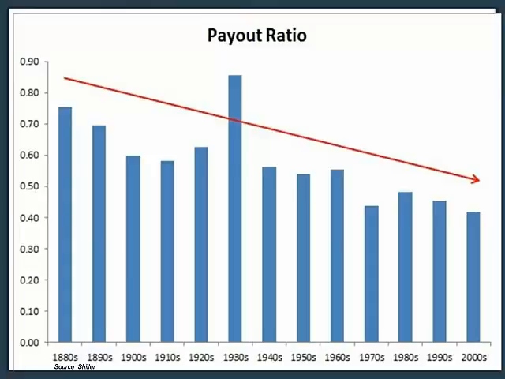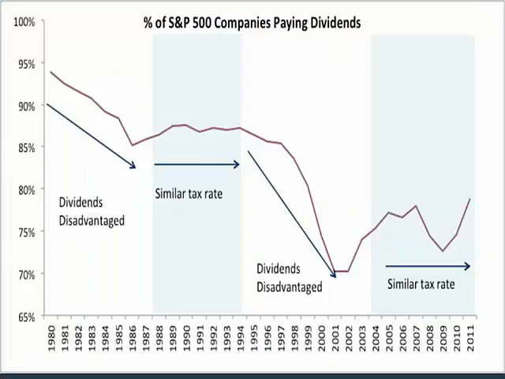Well, it turns out that fewer companies are actually paying out less in dividends. This is a chart of S&P 500 companies paying dividends. And you can see that over time, almost universal, 95% starting in the 80s, and it declined, declined again, and it has since leveled off again since 2005. Well, it's often because of the tax regime.